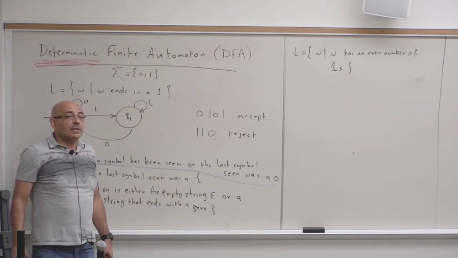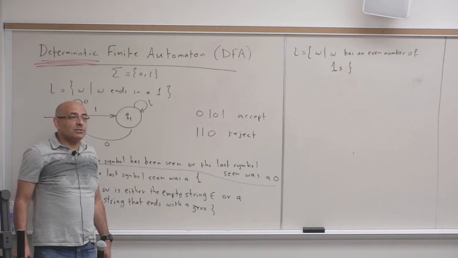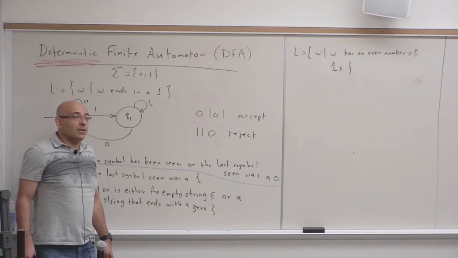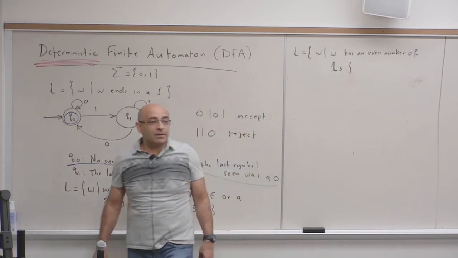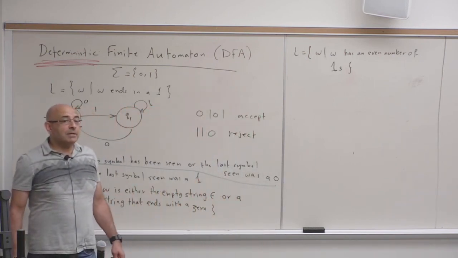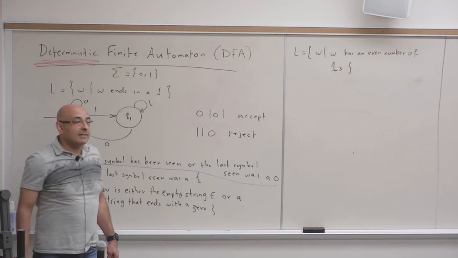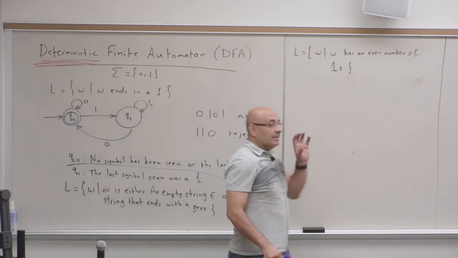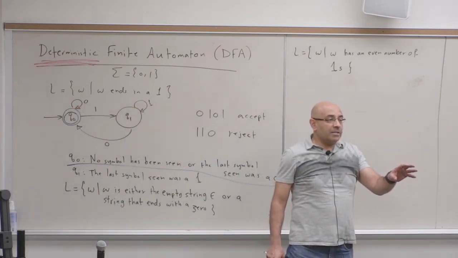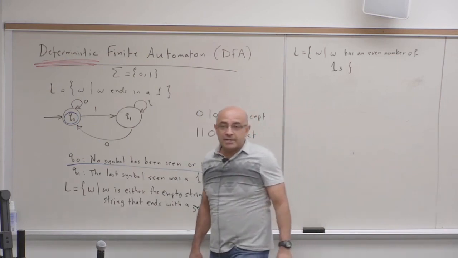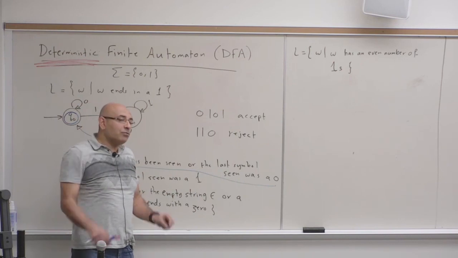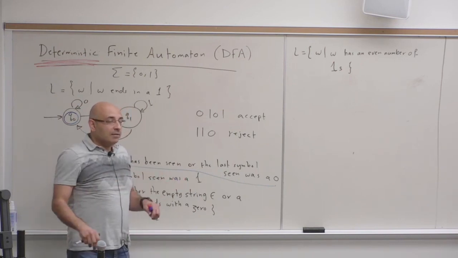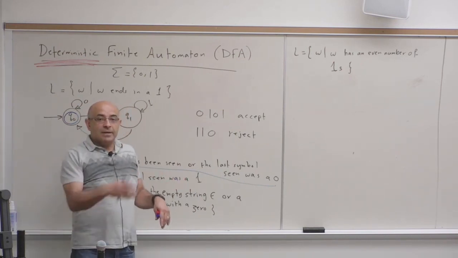Three. Likely, I would say two, because the number of ones in a string is either odd or even. We don't have a third possibility. So you need a state just to represent an even number of ones and a state for an odd number of ones, and that's all you need. Remember that you can go back and forth. You don't have to create a new state for everything. You can go back to an old state.